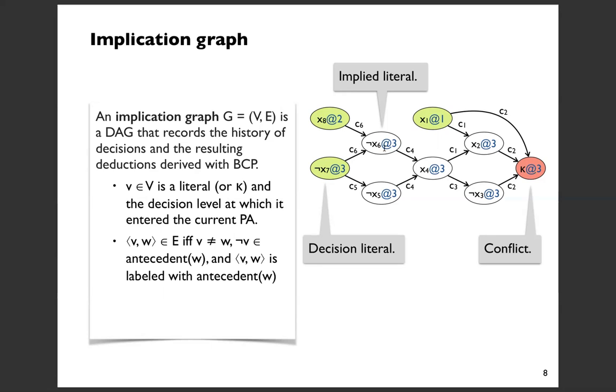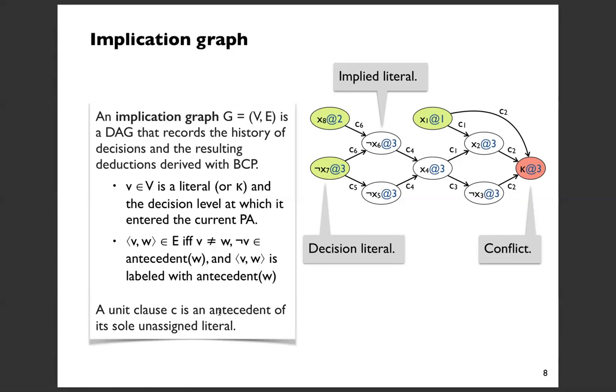And that edge is called an antecedent of the implied literal. This edge is the clause that actually implied this literal based on earlier decisions, either earlier decisions at previous levels or decisions implied by BCP at this level. So that's how you do it.